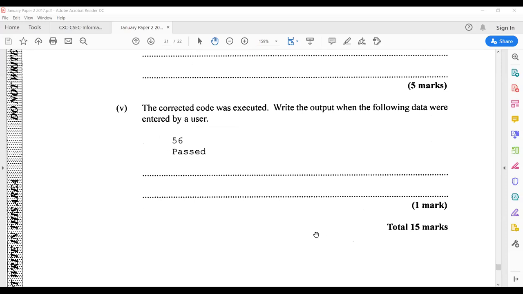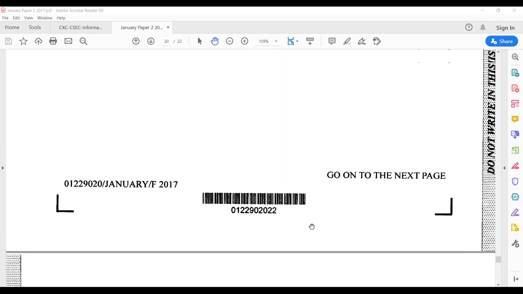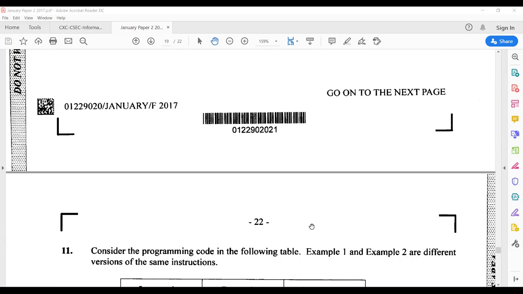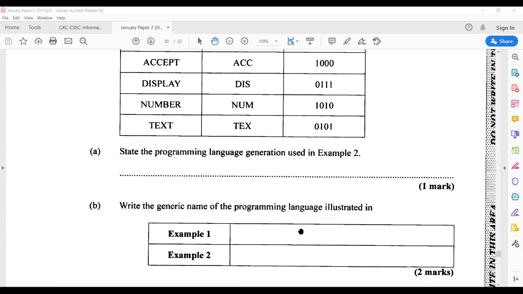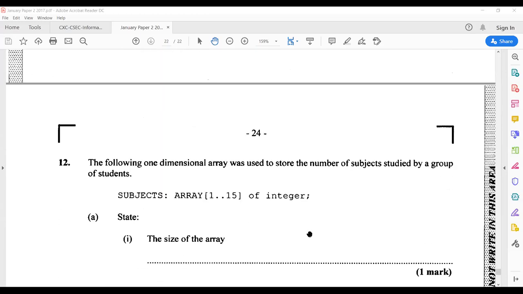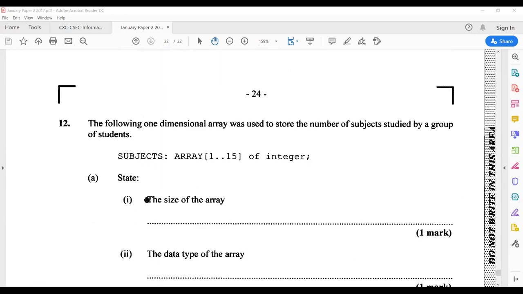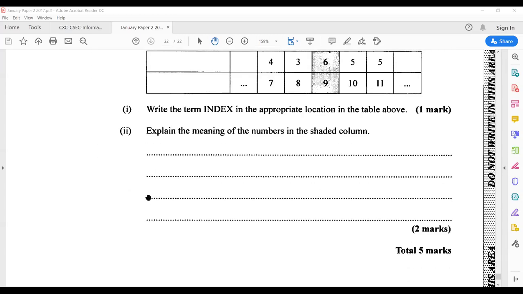Now, this question, question 11, I will also ask you all to do for homework. So for homework, you have question 11 from paper 2 and questions 55 to 60 from paper 1. That will be homework for next class. Reviewing the paper here, this last question, 12, deals with arrays, and arrays is not part of the syllabus that you'll be evaluated on, so we will skip this question also.